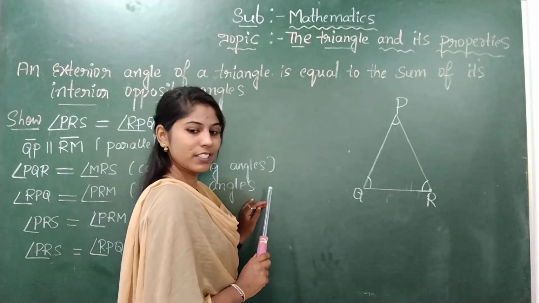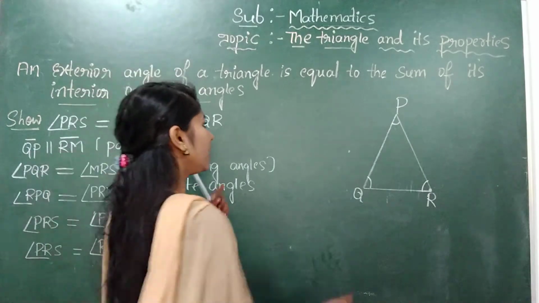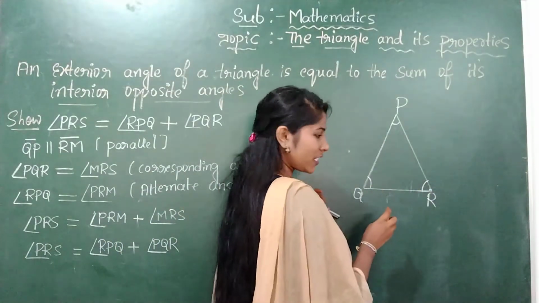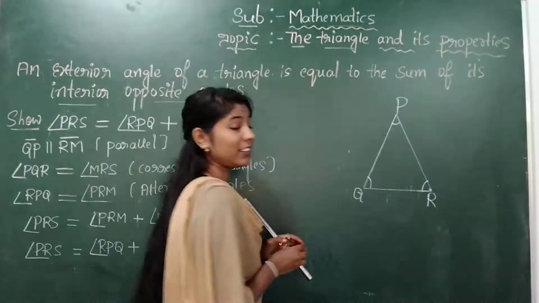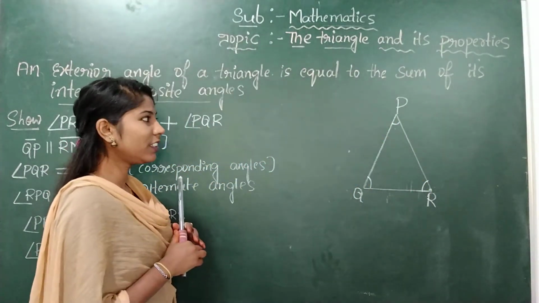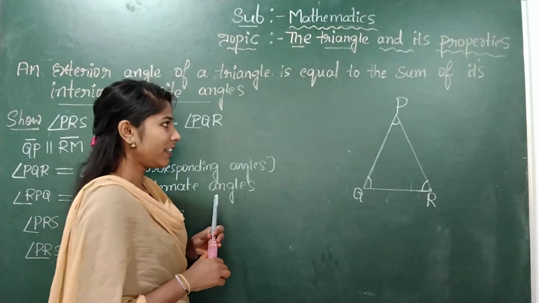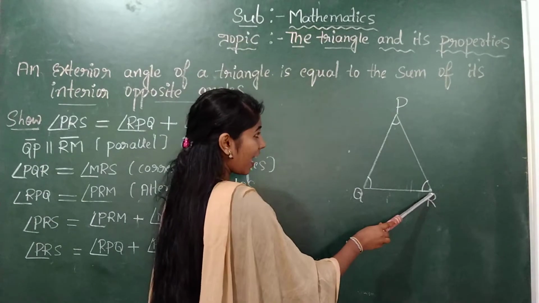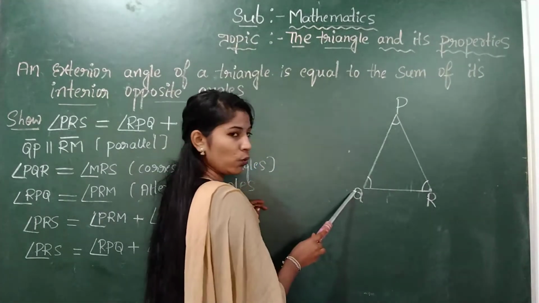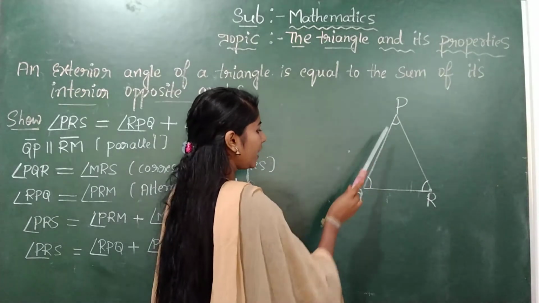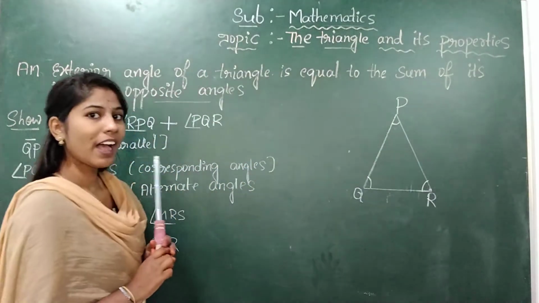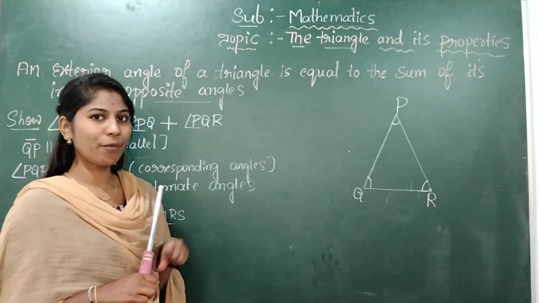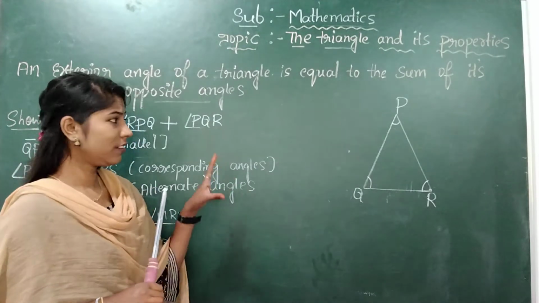And what are the sides of this triangle? See, PQ is a side, QR is another side and RP is another side. And what are the angles of this triangle? The angles are angle PQR, angle PRQ and angle RPQ. These 3 are the angles of this triangle. Okay, this is the basic information regarding the triangle.